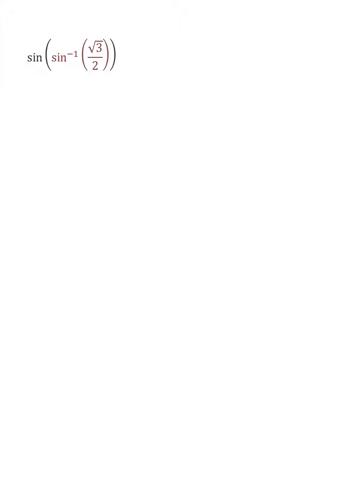So as usual, we want to compute the inner function first, the inverse sine of radical 3 over 2. That, by definition, means the number between negative pi over 2 and pi over 2 whose sine is radical 3 over 2. That's what inverse sine means. So, using my knowledge of the unit circle, it turns out that this arc will terminate at one of our favorite 16 points.